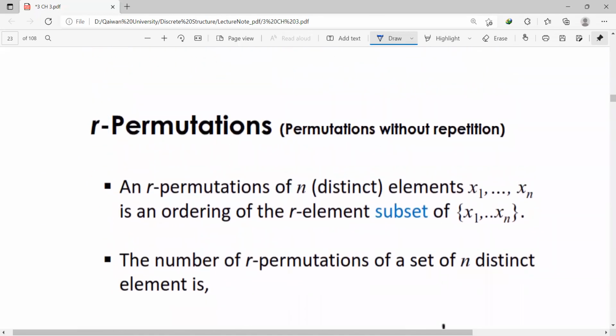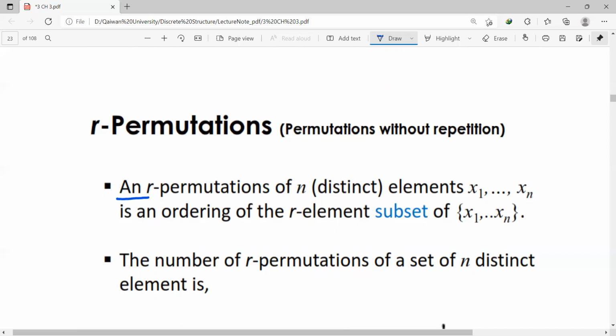Now we have our permutations. Up to now, we just talk about those without repeating the elements. Repetition is not allowed up to now. Still, we talk about no repetition or without repetition.